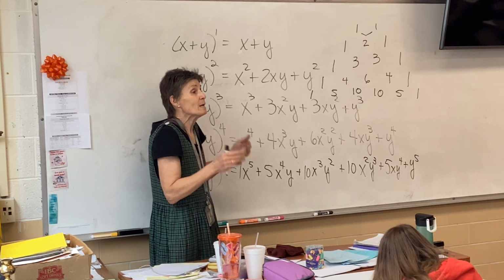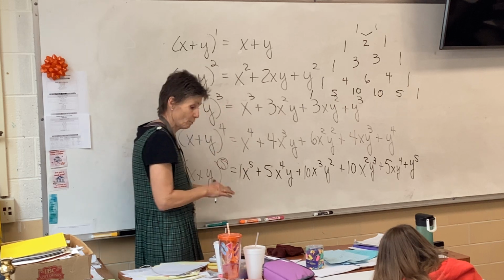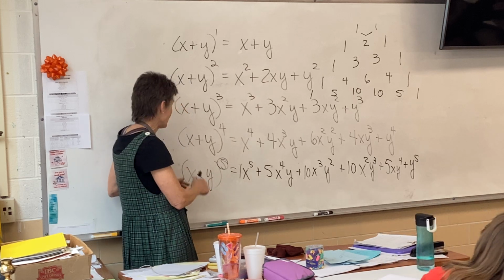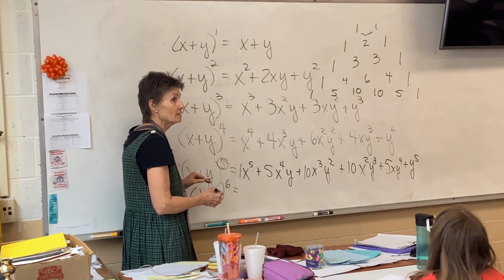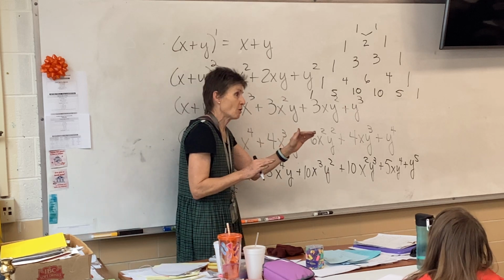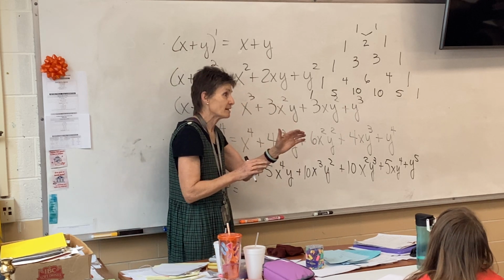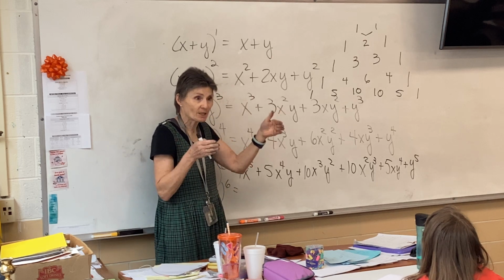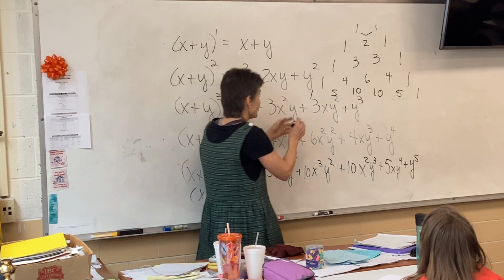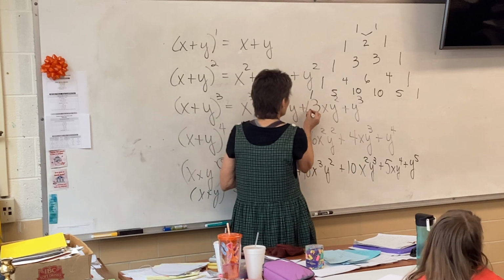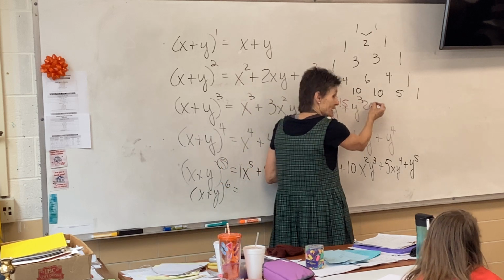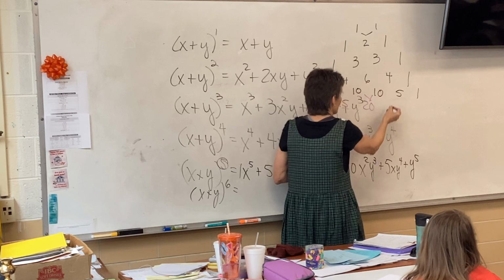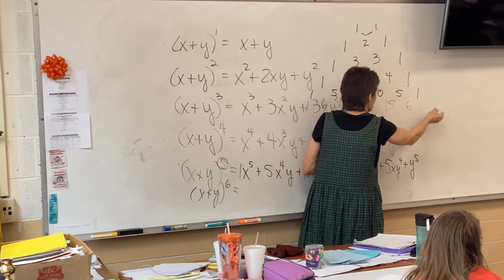So if we wanted, we don't have room and I don't want to do it, but if we wanted to do x plus y to the 6th, you know what the variables are already, right? And then the coefficients, the numbers, would be 1, 6, 15, 20, 15, 6, and 1.